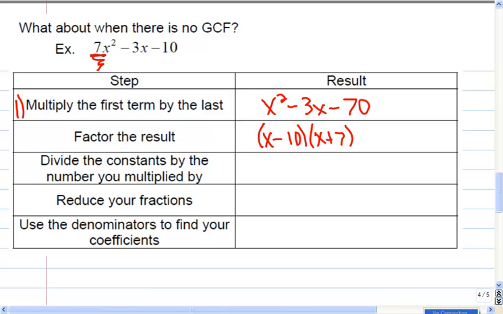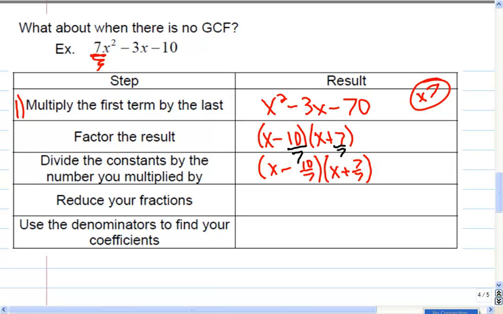Divide the constant by the number you multiplied. So in this first step, I multiplied by 7. This is what I multiplied by a 7. So what I'm going to want to do is balance that out. I'm going to divide by 7 like this. Okay, so that means my next step, I'm going to have some fractions in my numbers. I'm going to have x minus 10 over 7 and x plus 7 over 7. So the 7, again, it comes from, I multiplied in the first step. I'm going to divide by 7 now to kind of balance things out.